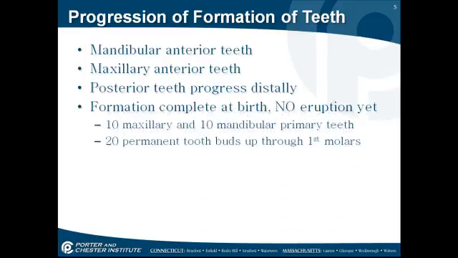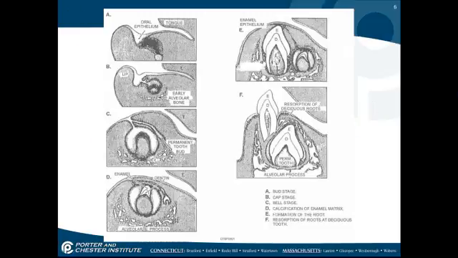Formation is complete at birth, but nothing has erupted yet. It's very unusual for a baby to have teeth until they're maybe the 4th or 5th month after birth. But at birth, the teeth are formed. There are 10 maxillary and 10 mandibular primary teeth formed, and 20 permanent tooth buds up through the first molars have all been formed at birth, waiting to erupt upon a certain schedule that the body knows.